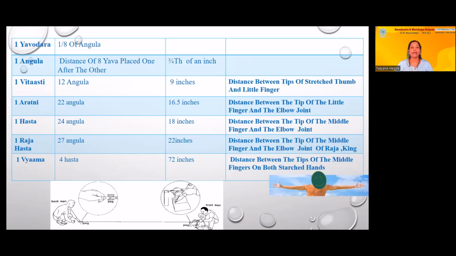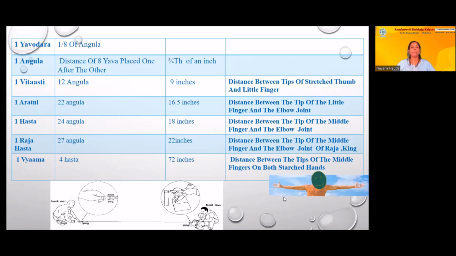Next is one Vyama. One Vyama is 4 hasta or 72 inches, 18 into 4, 72 inches. It is the distance between the tips of the middle fingers on both stretched hands. Here in the image we can see the person with the stretched hands.